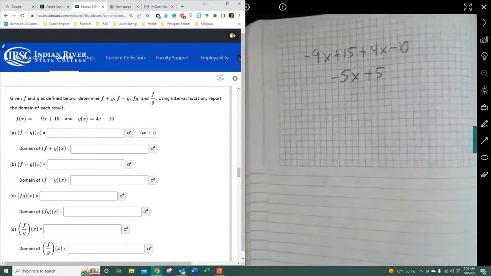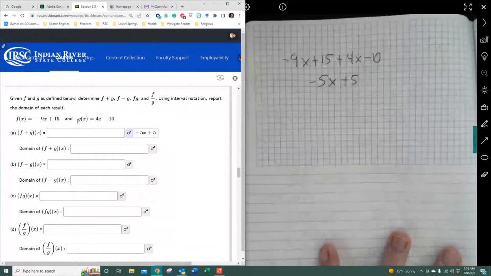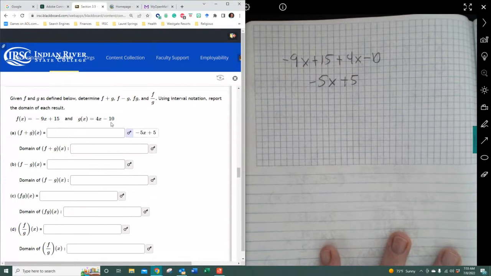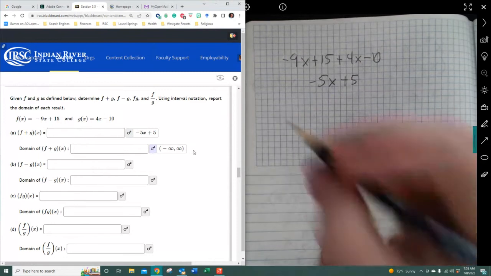Okay. But now the domain restriction on this is pretty straightforward. Both of them have negative infinity to positive infinity. So then the resulting domain is going to also be a linear function, and that's also from negative infinity to positive infinity. So we're done with that.